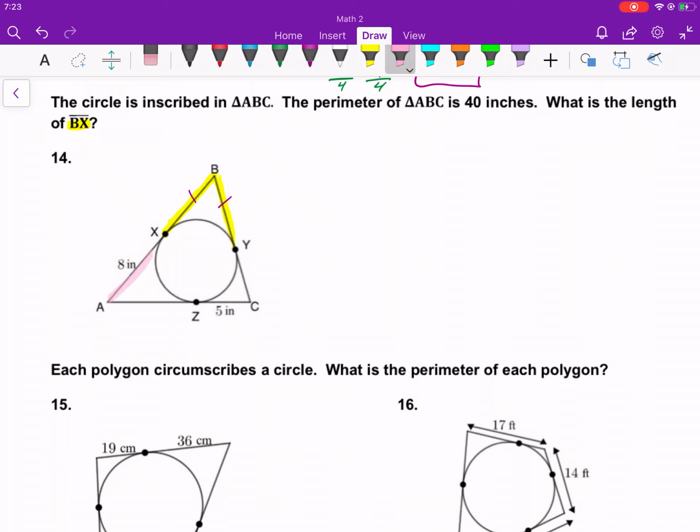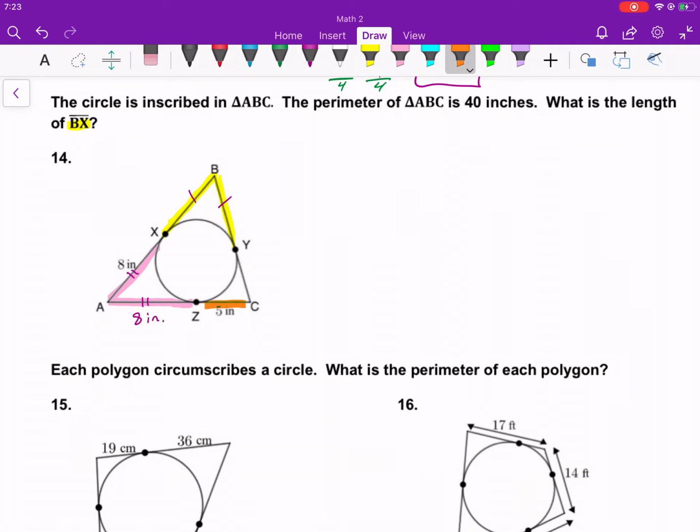Then we also know that these two, AX and AZ, will also be congruent to each other, meaning this will be 8 inches right here. And then our last two, CZ and segment CY, will also be congruent, so this is 5 inches right here. Okay. Well, I don't know what these two are, so I'm going to call them, let's do w. It seems like a fun variable. But we do know the perimeter is 40 inches. Remember, perimeter is all the side lengths added together. So I'm going to go ahead and add all the side lengths.